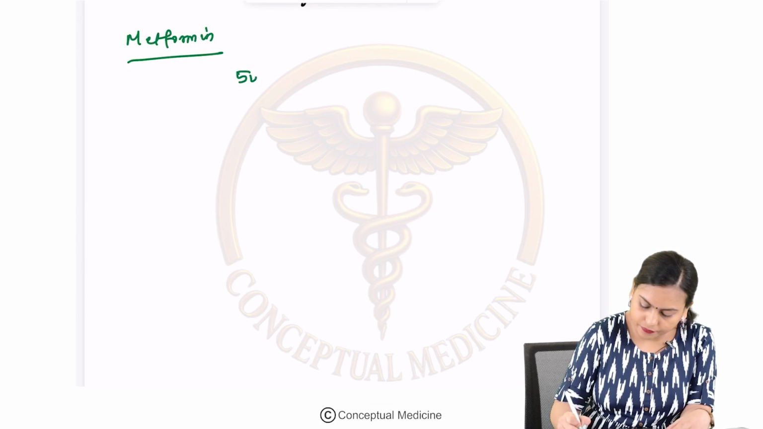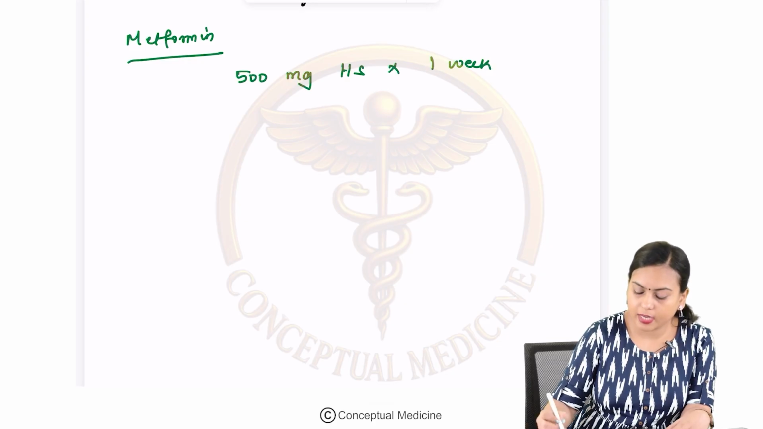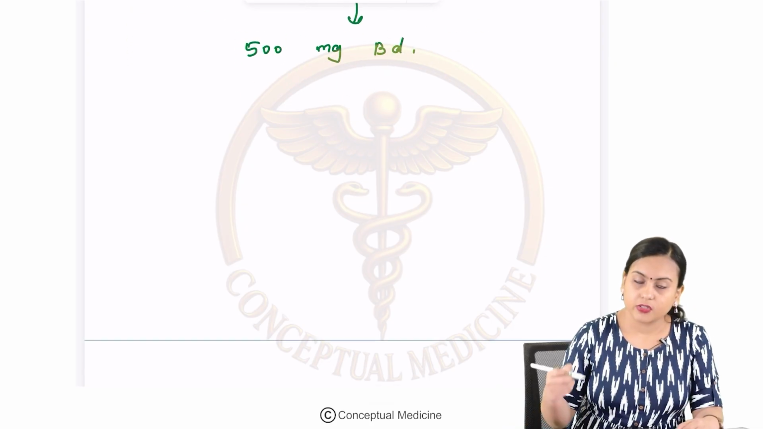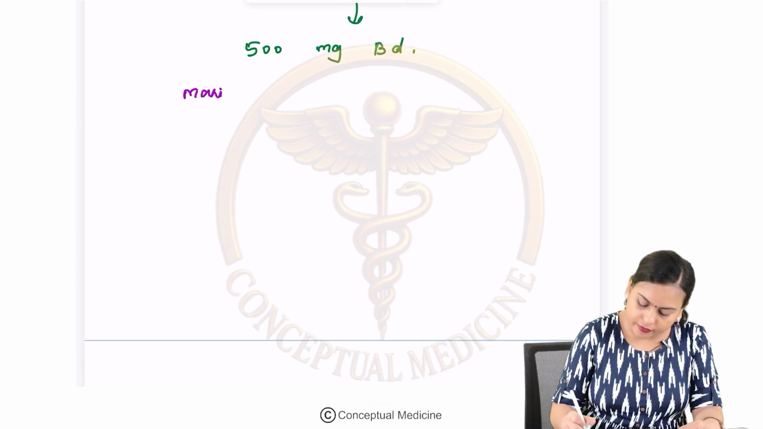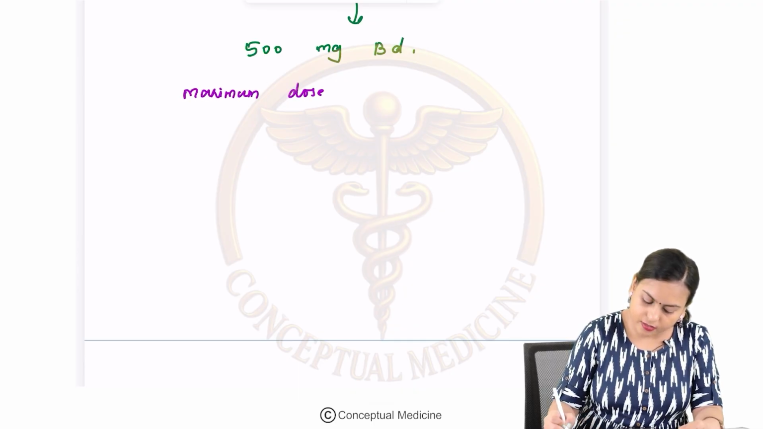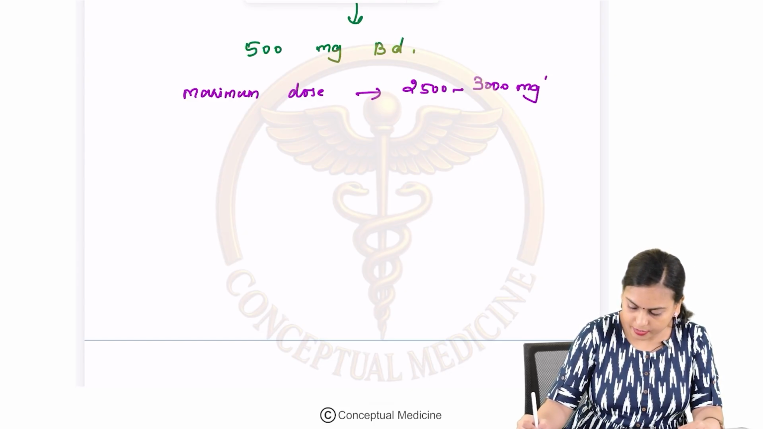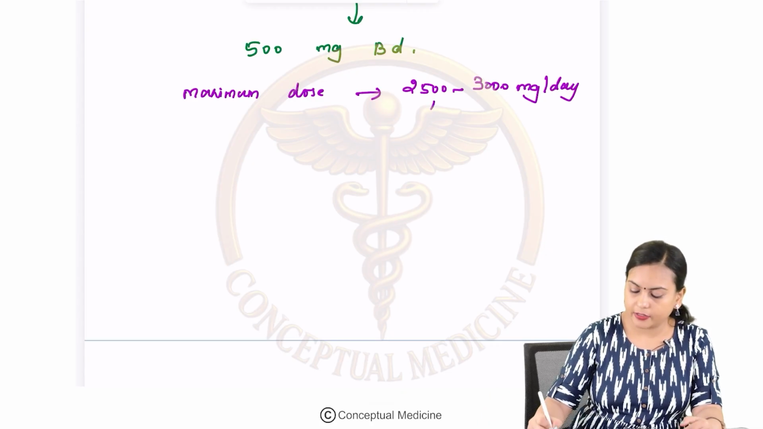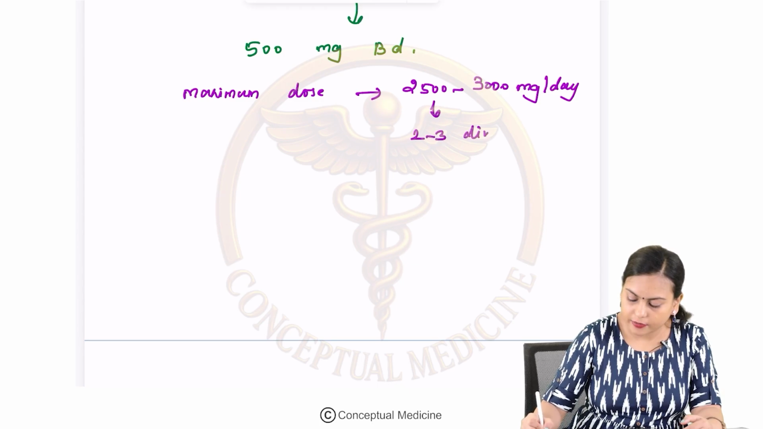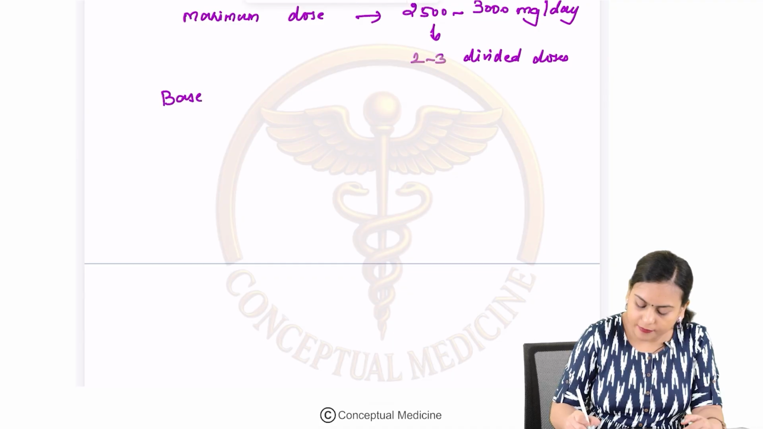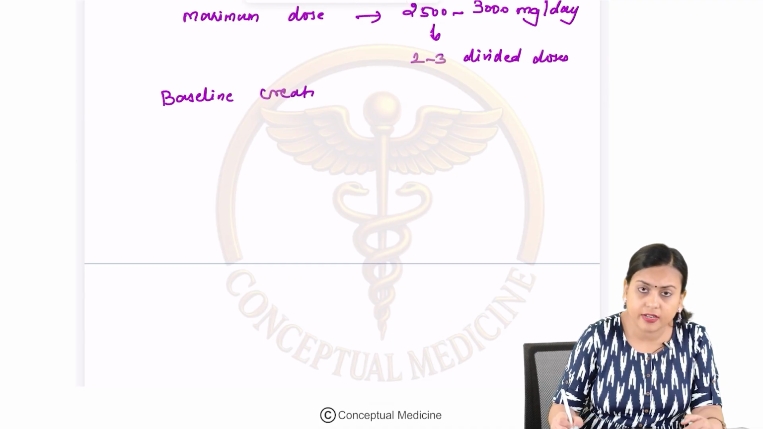The dose is 500 milligram HS for 1 week. If needed, you may increase to 500 milligram BD also. The maximum dose of Metformin you can give is 2500 to 3000 milligram per day, and this should be given in 2 to 3 divided doses. Clear? Before giving this, remember to check the baseline creatinine levels.